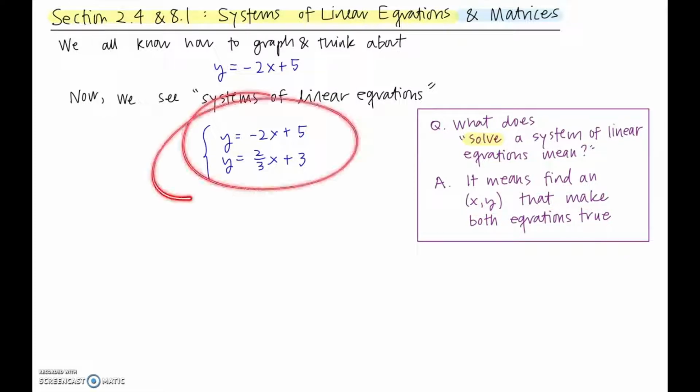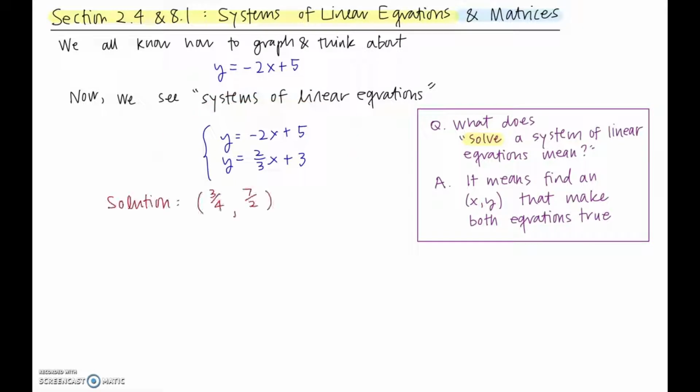So I'm actually going to tell you what the solution to this system of linear equations is. So the solution to this system is this right here, (3/4, 7/2). In other words, when x is 3/4 and when y is 7/2, both of these statements are true. So let's just double check that real quick. So the first equation is y equals -2x plus 5. But I'm going to replace the x with 3/4, and I'm going to replace the y with 7/2, and I'm going to see if that is a true statement.